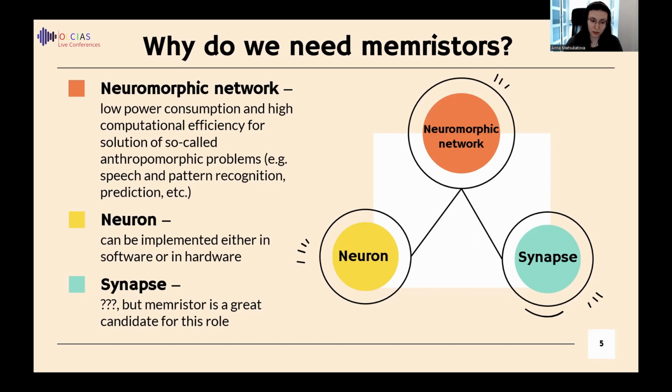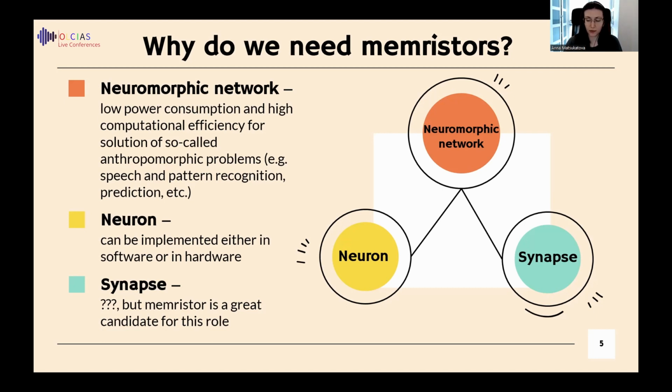Neurons have already been implemented in software and in hardware, and a lot of good candidates for the role of neurons have already been studied. I guess it is okay to say that a good neuron nowadays is already made. So neurons are not a problem for neuromorphic network implementation. But on the other hand, synapses are a problem, because there is still no ideal device that would have the possibility to store information and make calculations at the same time, spatially in the same place.